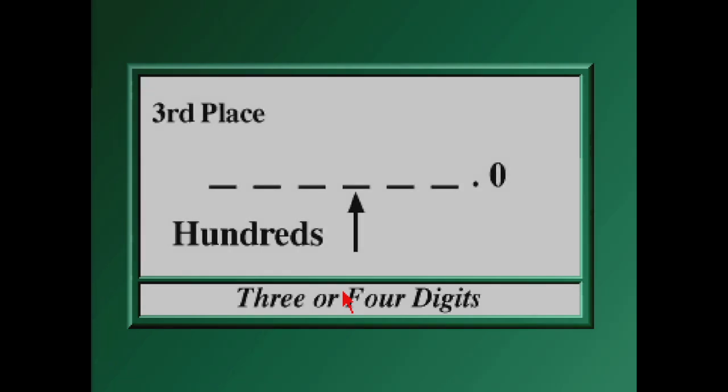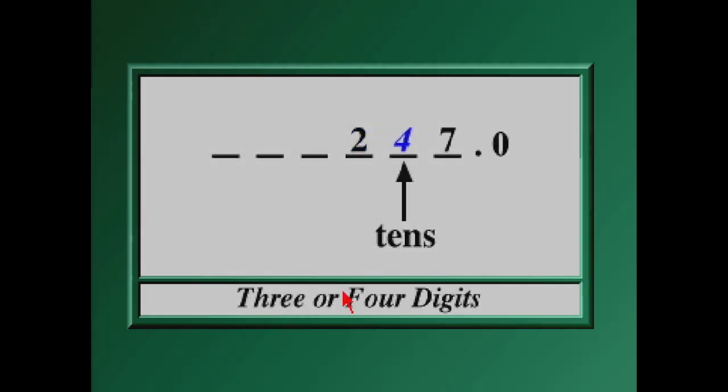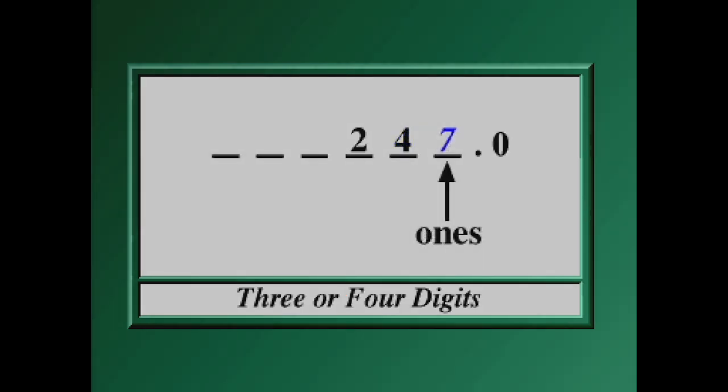The third place to the left of the decimal point is called the hundreds place. All triple-digit numbers will occupy the ones, tens, and hundreds places. For example, the number 247 is represented with the symbol for 2 in the hundreds place, the symbol for 4 in the tens place, and the symbol for 7 in the ones place.